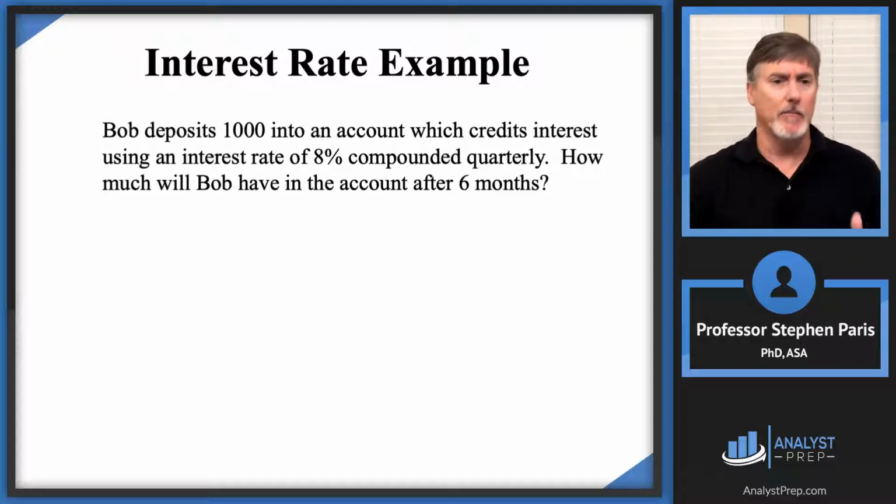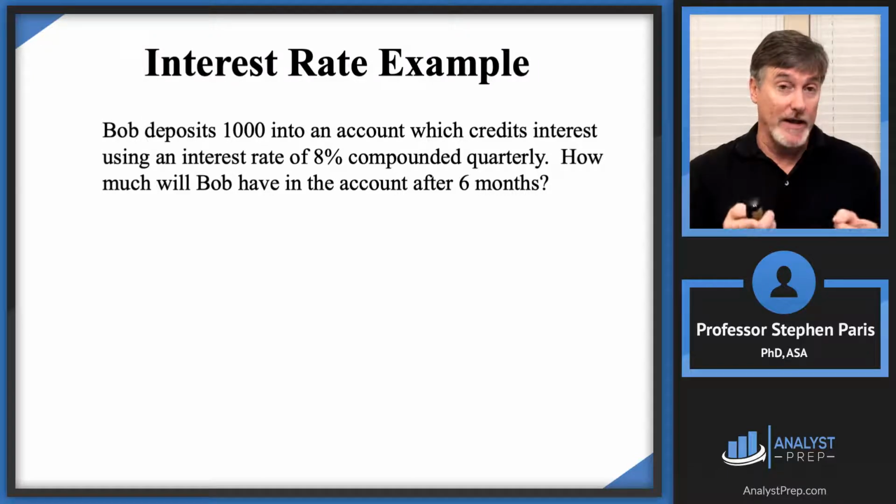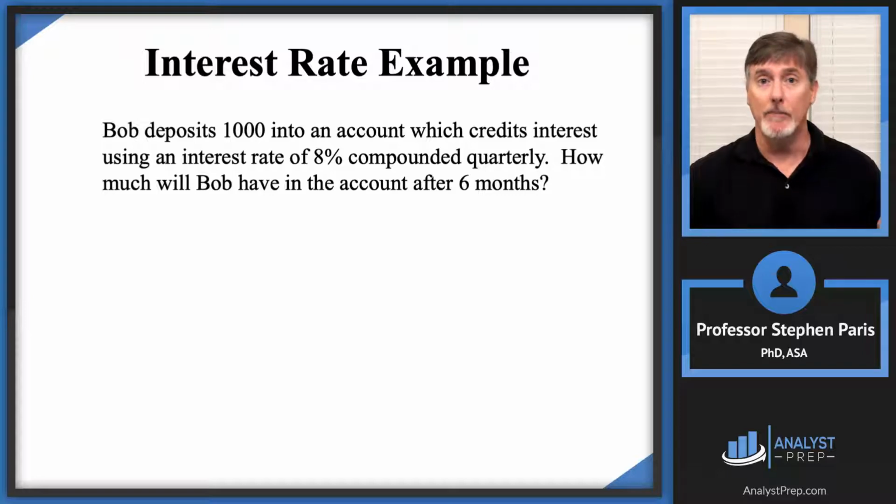We had this problem with Bob. He deposits $1,000 into an account which credits interest using an interest rate of 8% compounded quarterly, and the question was how much will Bob have in the account after 6 months. So that was this second line here. We have that the rate is a nominal rate. It doesn't say it, but I know it's a nominal rate because I see the word compounded following the rate. So this is a nominal rate compounded quarterly.